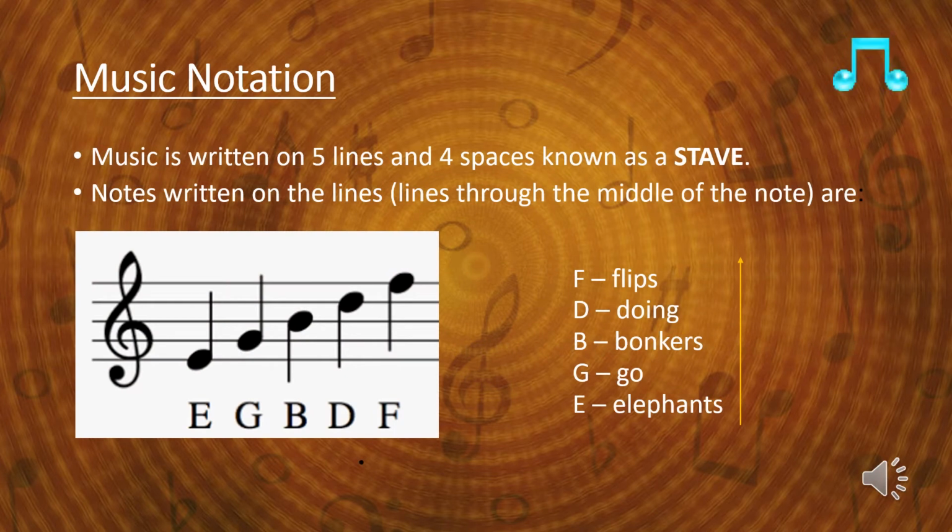Music is written on 5 lines and 4 spaces, and this is known as a stave. Notes written on the lines means the lines are going through the middle of the note. And the rhyme that we remember these notes is elephants go bonkers doing flips. Now remember, we always go from the bottom of the stave to the top of the stave. So the bottom is elephants, then go bonkers doing flips.